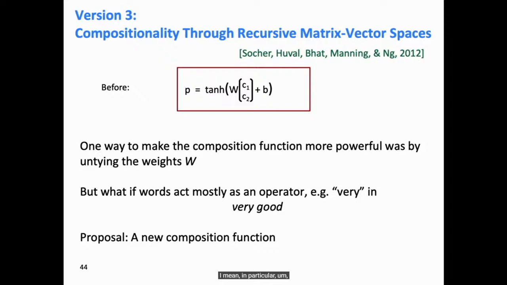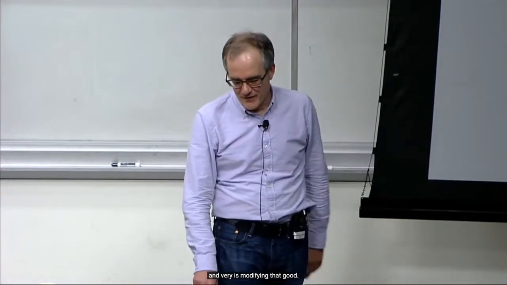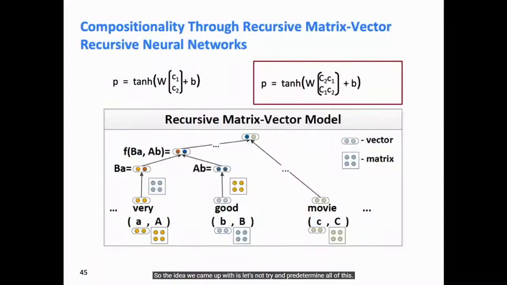I mean, in particular, words that act as operators can often themselves be modified. And so that, good also is an operator, right? So from a person, you can have a good person, and that's also an operator, and very is modifying that good. So the idea we came up with is, let's not try and predetermine all of this. Why don't we say that every word and every phrase has connected to it both a matrix and a vector?